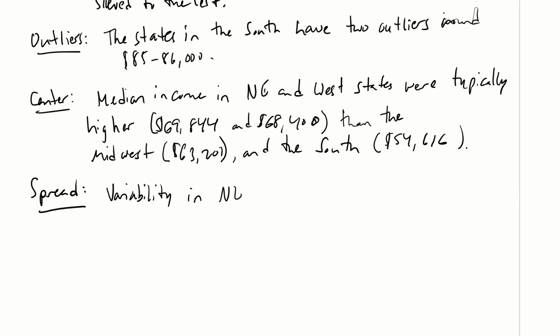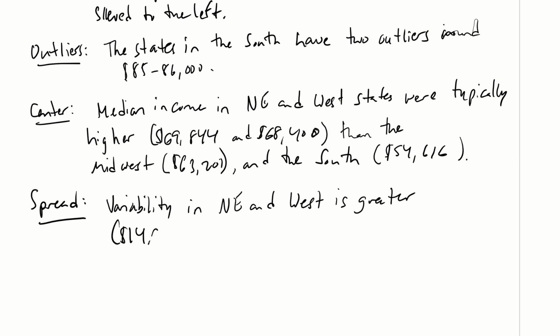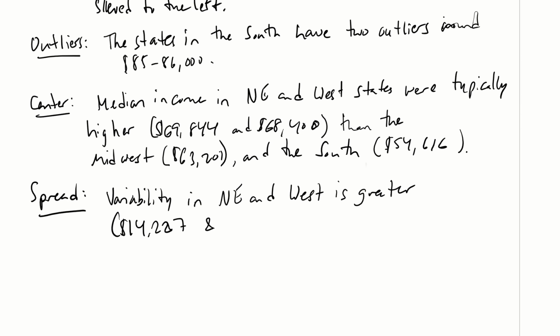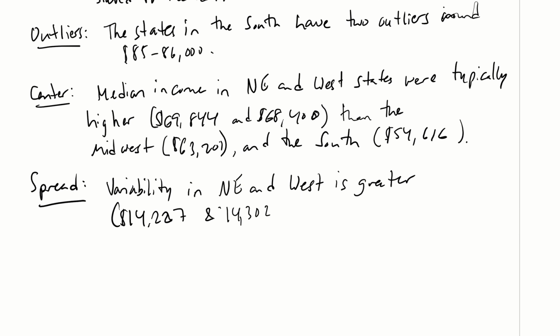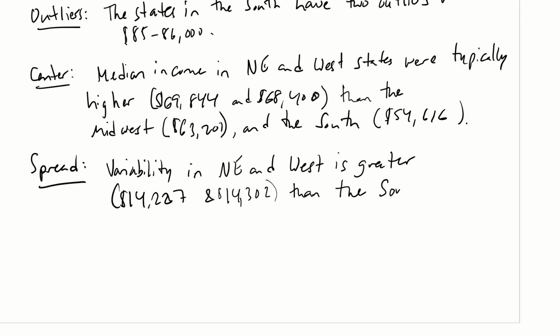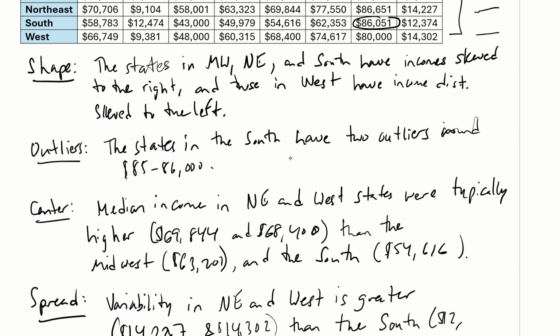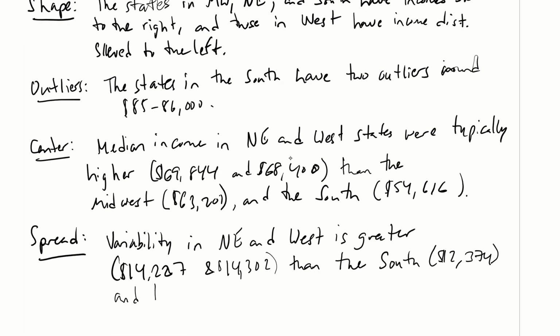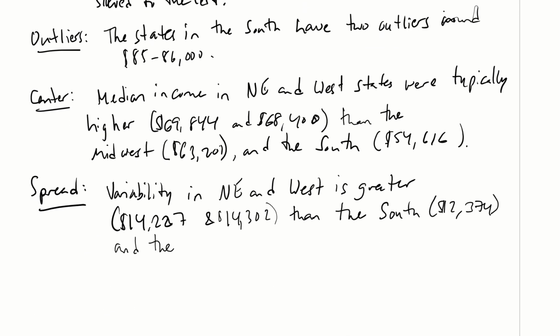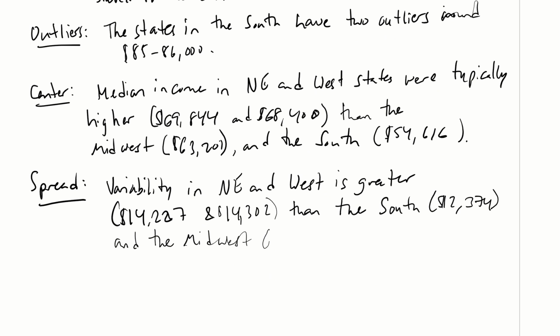Variability in Northeast and West is greater, and we'll give it those two values, 14,000 and 14,302. All right, greater than the South, 12,374. And the Midwest, 7,693. Okay, so there's the SOX.